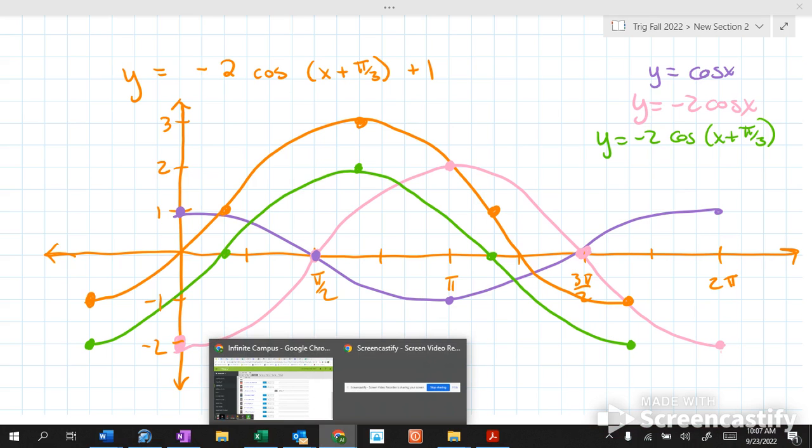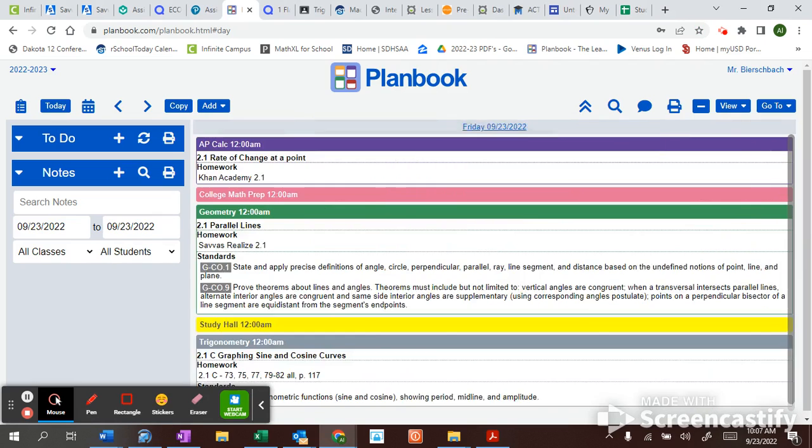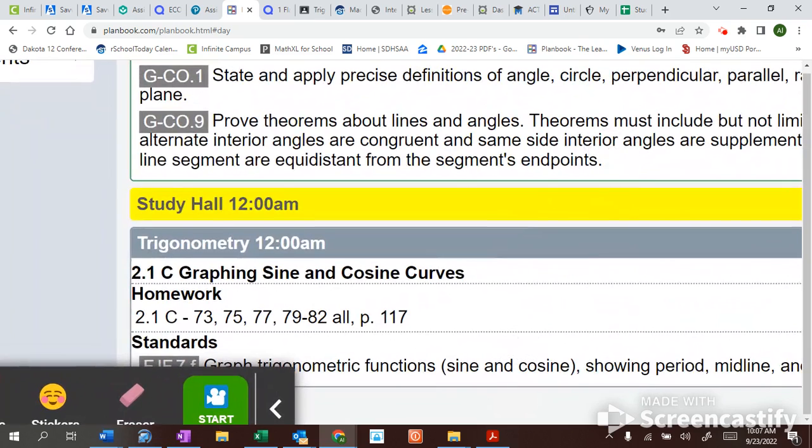All right, so let me go to my plan book and see what our assignment is. So Friday, 9/23, Trig, we have 73, 75, 77, and 79 through 82 all. So 1, 2, 3, 4, 5, 6, 7 problems to do. Seven problems to do for Monday.